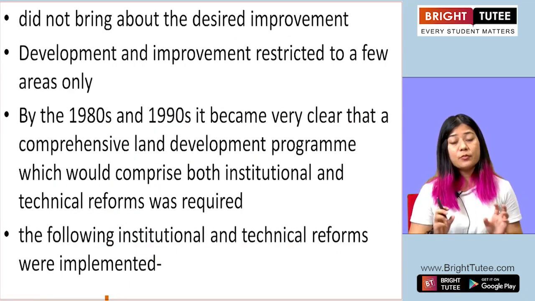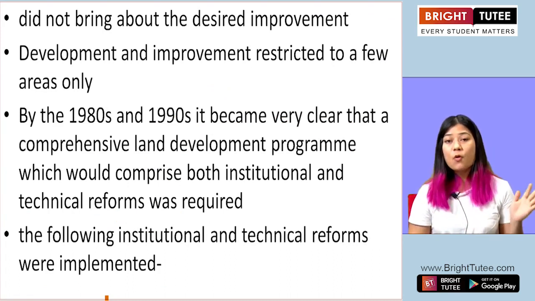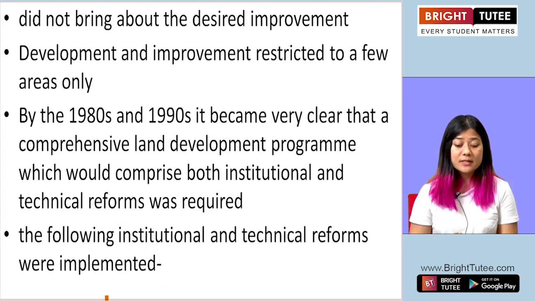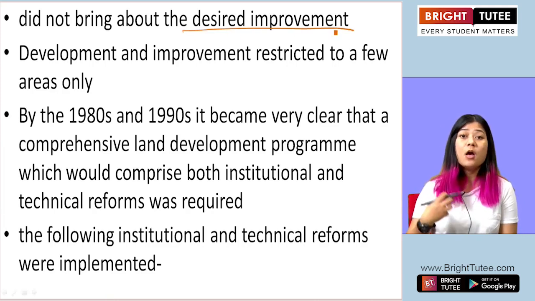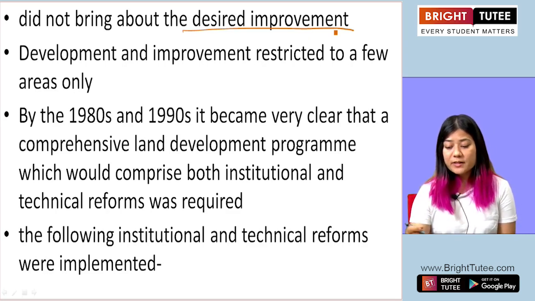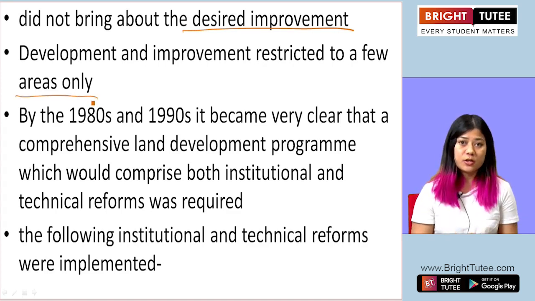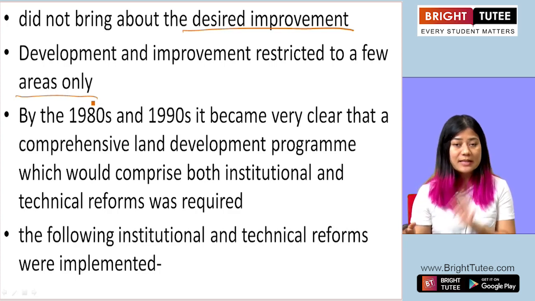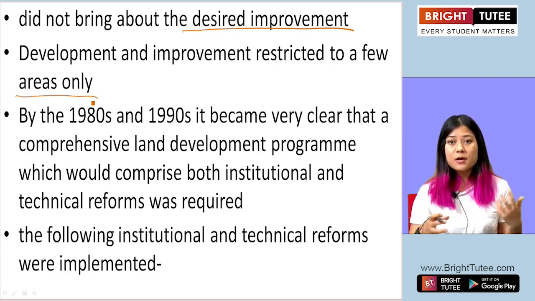Now, all these programs, schemes and policies of the government, although they were introduced over a period of time after independence, were not successful in bringing about the desired improvement. Development and improvement happened only in certain areas. It didn't happen all over the country, which was the main aim, right? Only the cultivation of certain areas developed or grew.